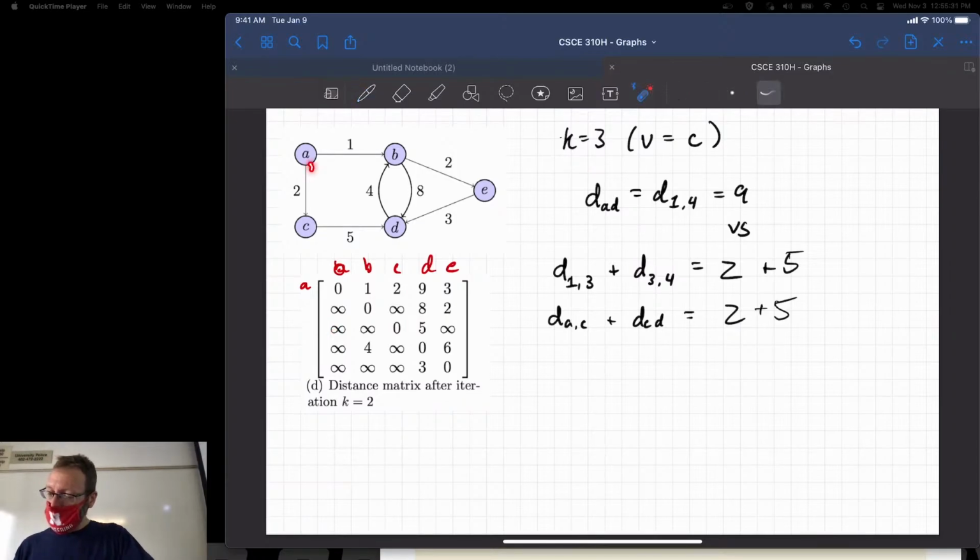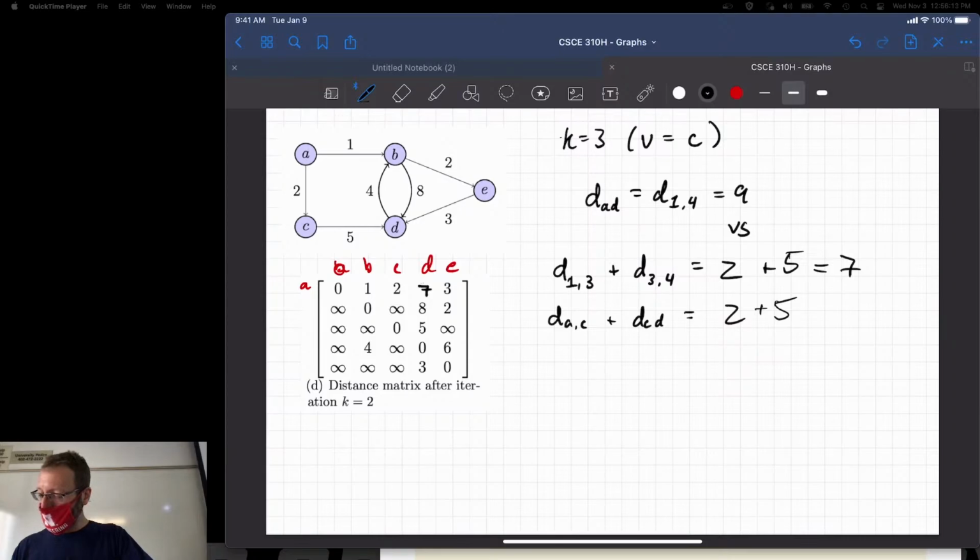Now, look at this from the perspective of the graph. You're going from A to D. The total is 2 plus 5, which is 7. Is 7 better than 9? In other words, is this path right here better than the path that you found by using B as an intermediate vertex to go down to D? Yes. So what do we do? We update. We update A to D, which is now 7. And that gets updated.